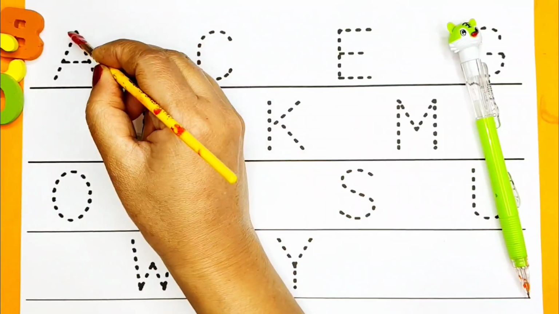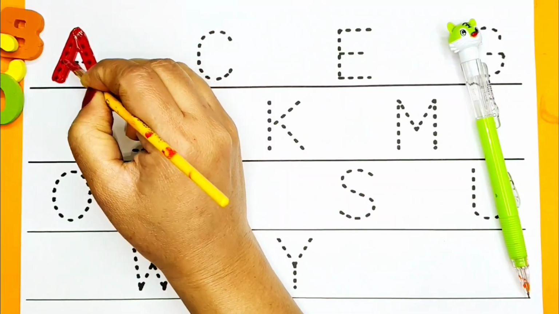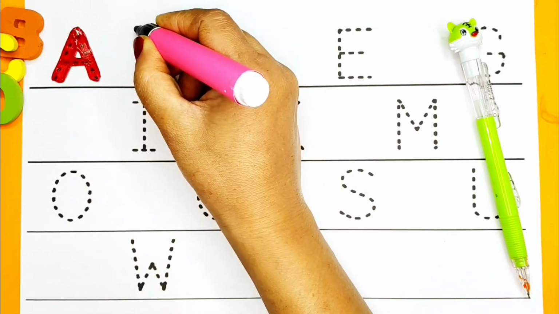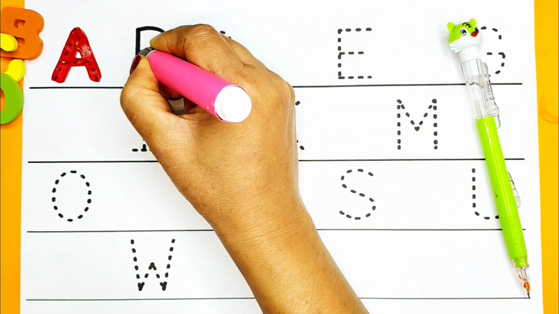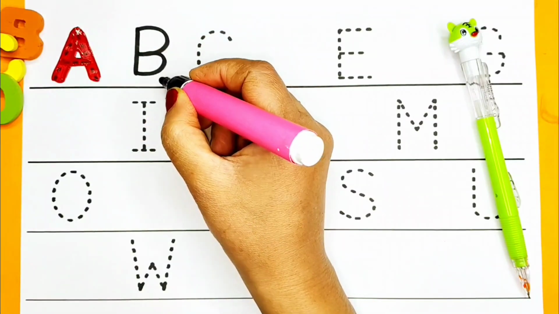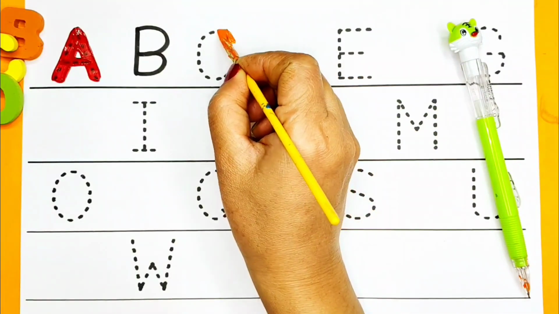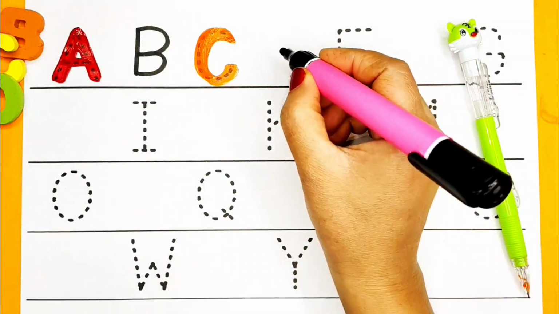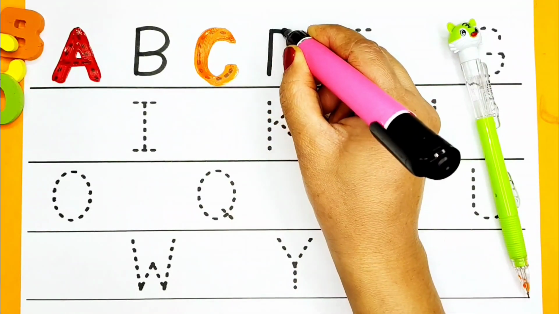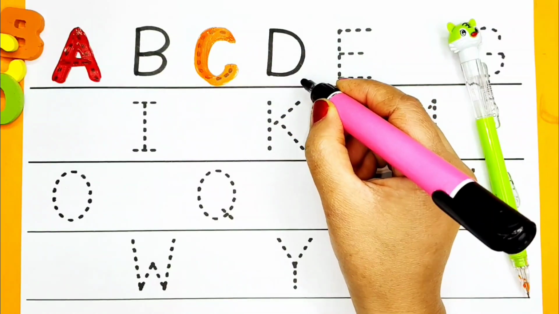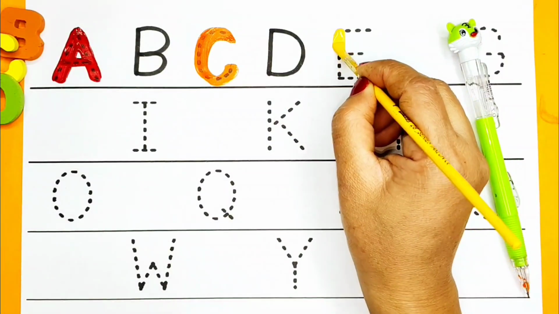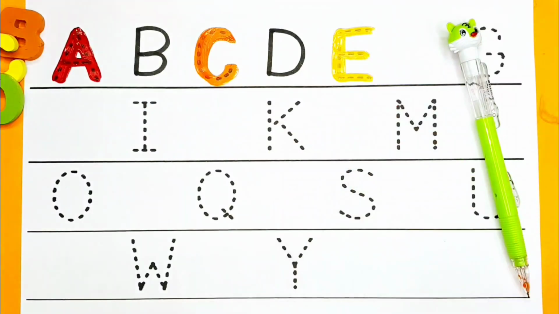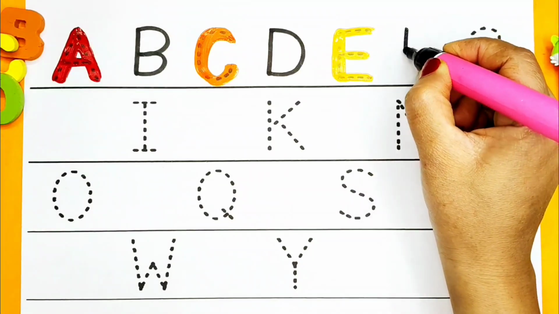So let's draw. Red color. A for alligator. Missing letter. B for butterfly. Orange color. C for candle. Missing letter. D for doctor. Yellow color. E for elephant. Missing letter.